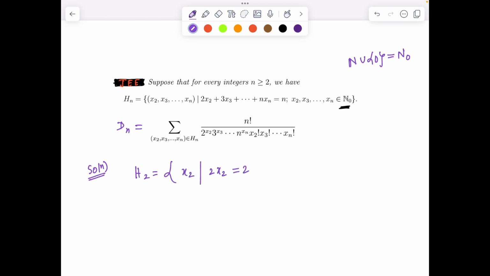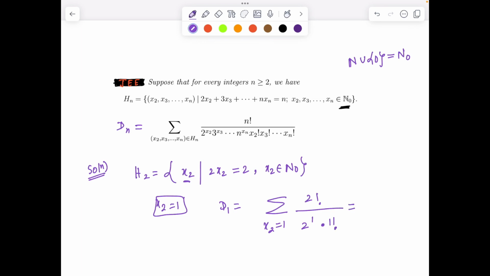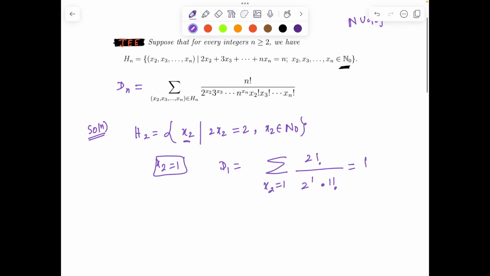So H2 is going to give me only one element x2 such that 2x2 equals 2. So put n equals 2 everywhere, so that x2 is a whole number. So the only element in this set is x2 equal to 1. So if I find this D2 value, it's nothing but sigma over x2 equal to 1, that's the only member from the set, of 2 factorial divided by 2 raised to the power x2, so 2 raised to the power 1, into x2 factorial over here, which gives me 1 factorial. So the answer for this is 1.